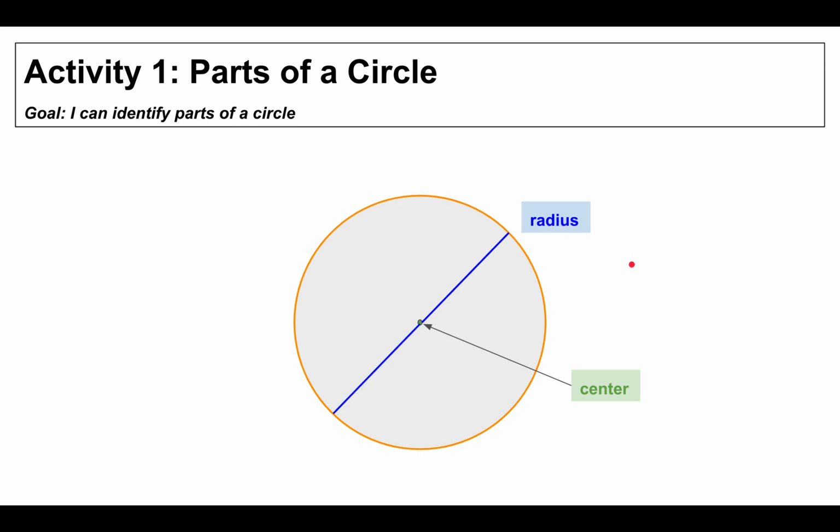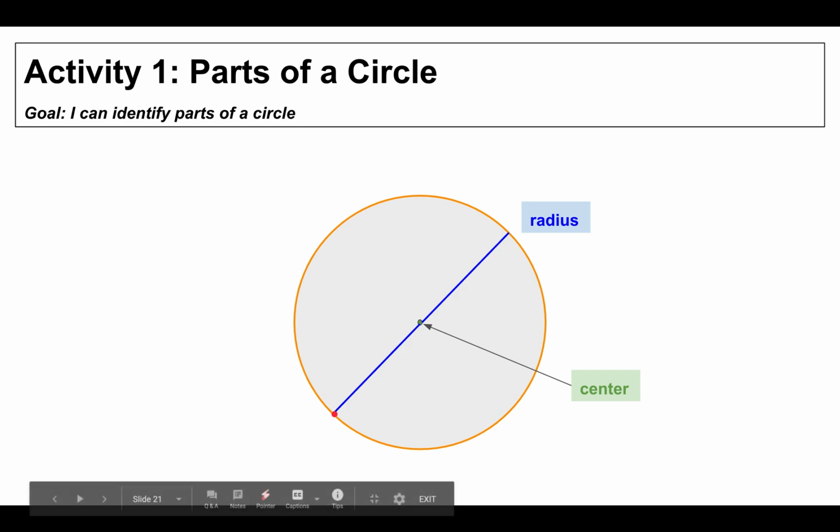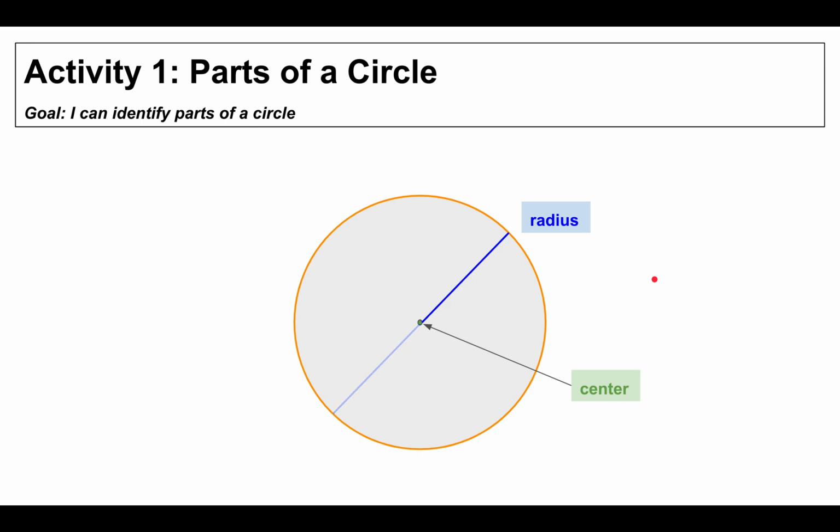Well, look what happens when you put 2 radii, that's the plural of radius, together. Notice how when you take one radius and add another radius, they go all the way from one side of the circle to the other, and they pass through the center. That creates another unique piece of vocabulary for circles. It creates diameter. Diameter is a line segment that goes from one side of the circle all the way to the other side and passes through the center. The diameter is made up of 2 radii.